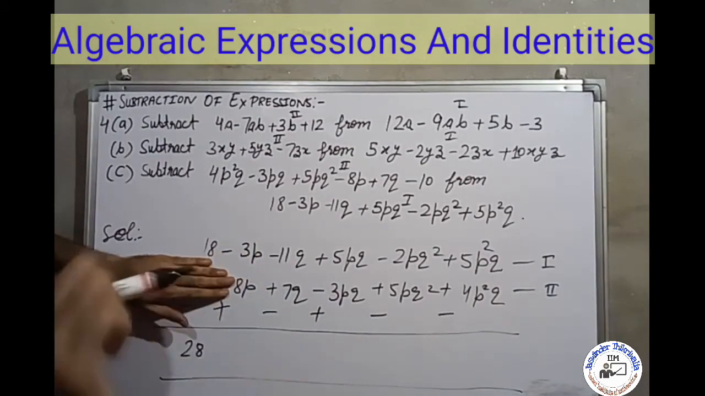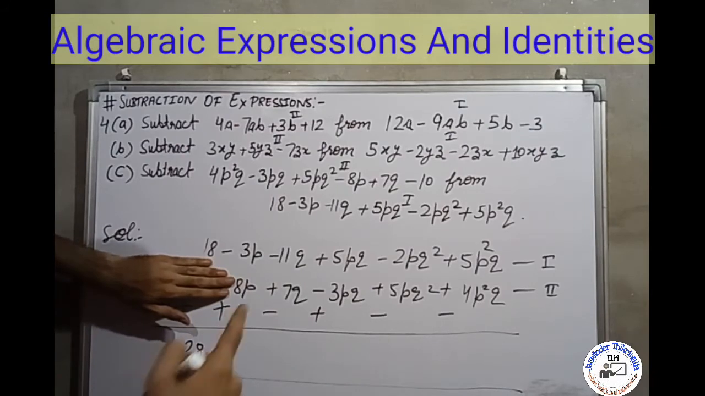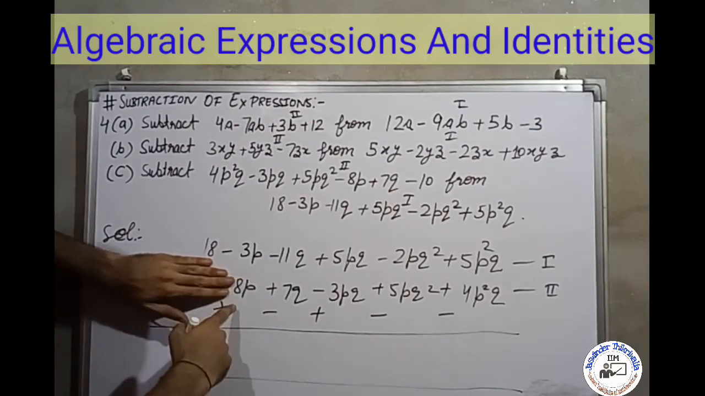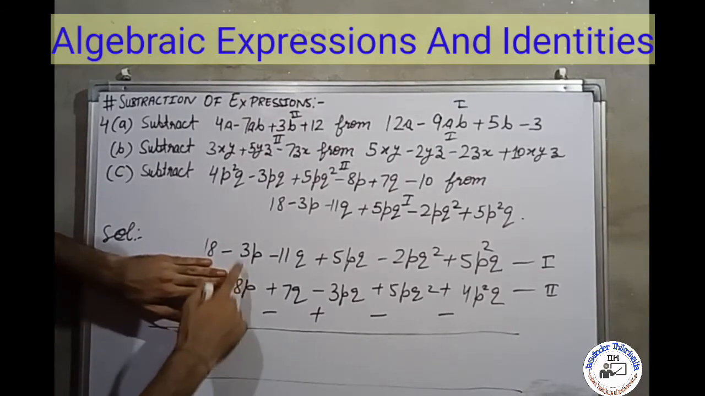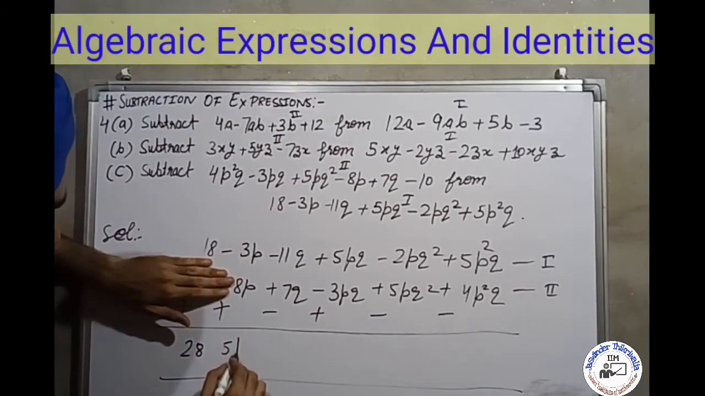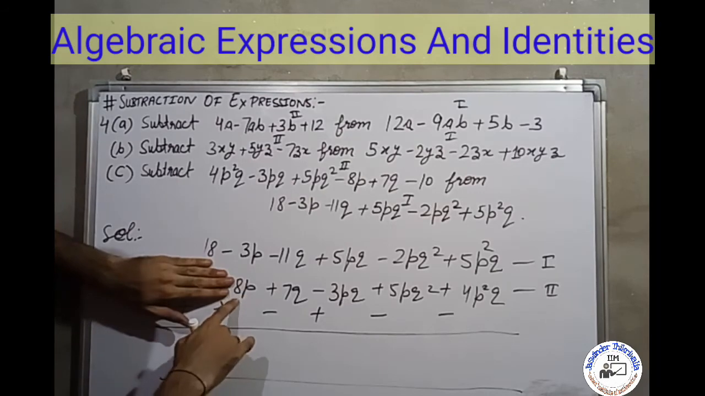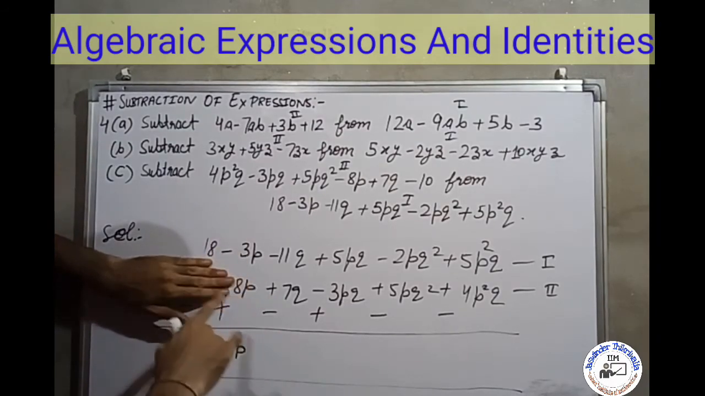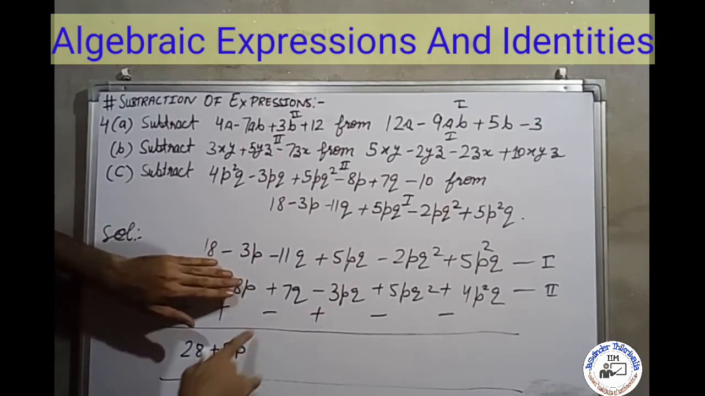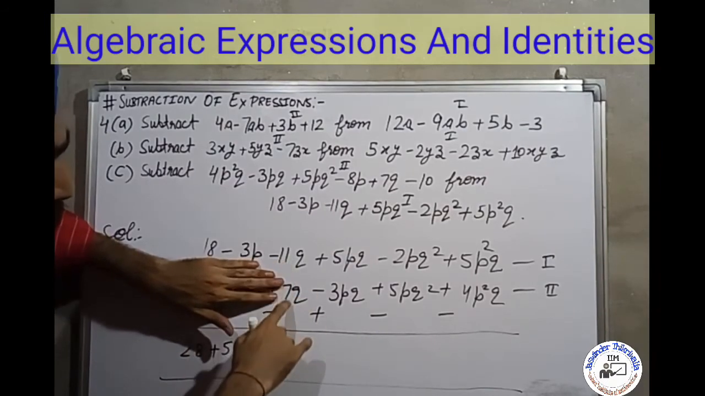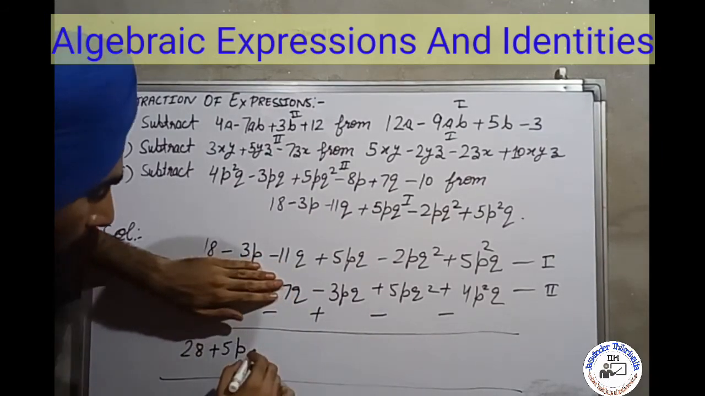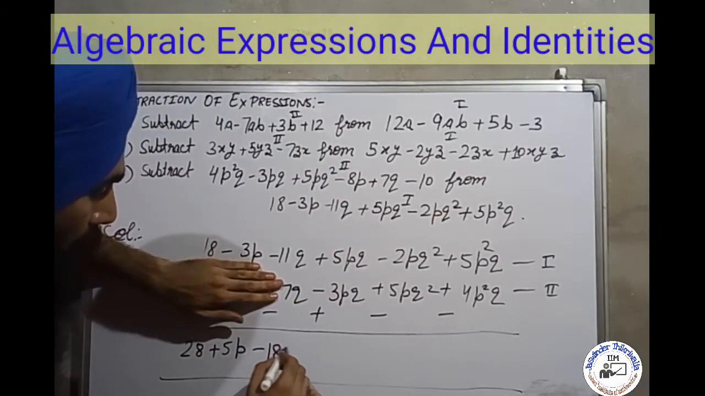If the signs are opposite, we do subtraction. Here the signs are opposite, this is minus 3, this is plus 8. So we will do subtraction. 8 minus 3, what will be the answer? 5p, and the symbol will be positive, because 8 is greater, so we follow the positive symbol here. Now in this, both terms are negative, so we will add them. 11 and 7, so it will be 18q.